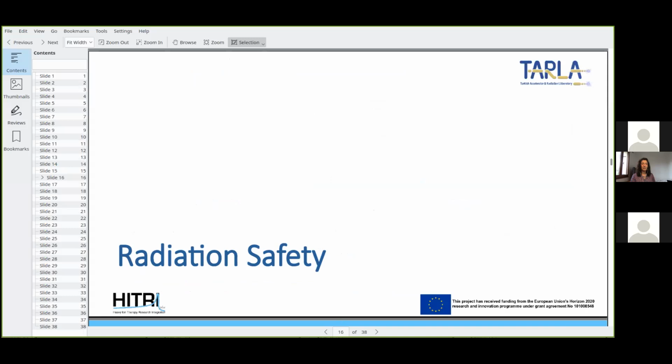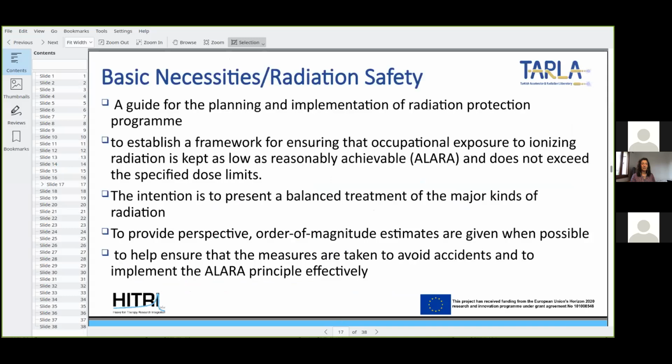Okay, so to move on to radiation safety. So what is radiation safety? What is that we are looking for? So here the goal is to create a guide for planning and implementation of a radiation protection program. And this part, the planning part, is where FLUKA can really help the most. So in general, the goal with radiation safety is this ALARA principle, where you want to keep your dose rate as low as reasonably achievable. And of course, the true criteria is that you do not exceed some specified safety limits.